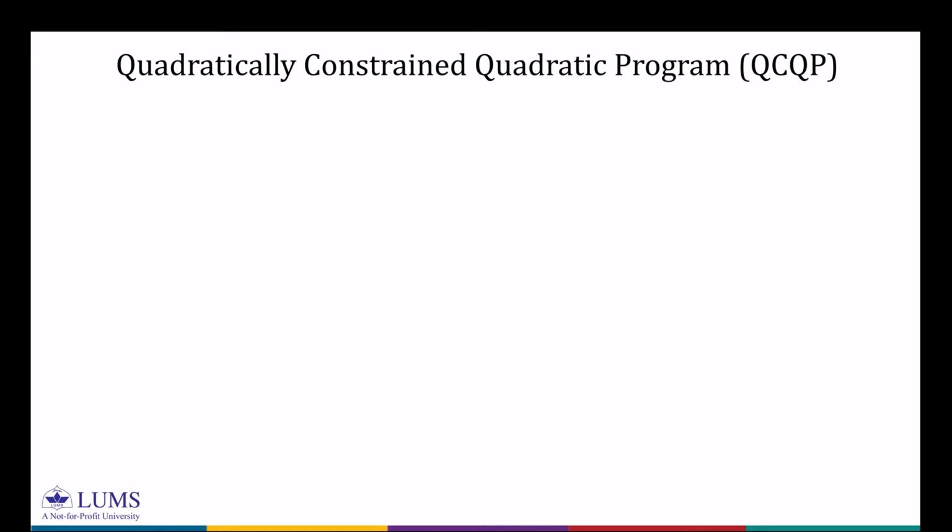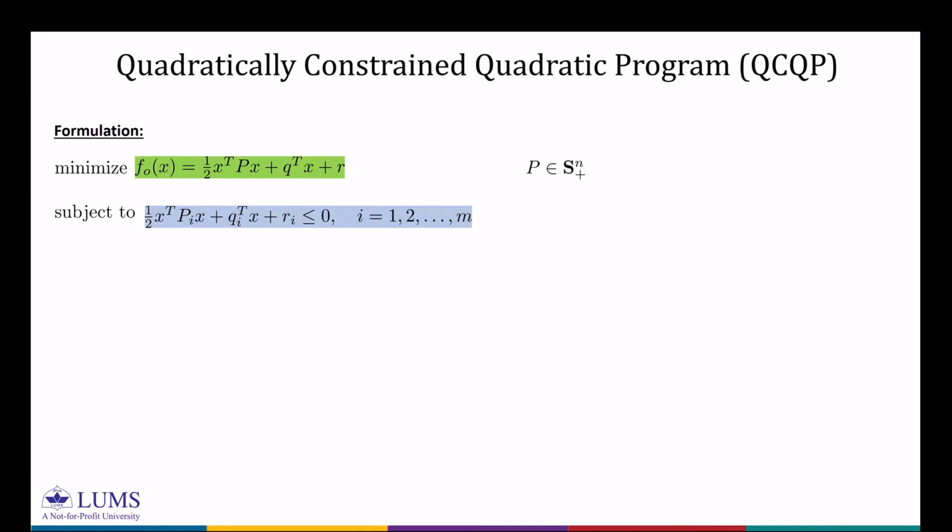Now we talk about quadratically constrained quadratic program. If the objective function and inequality constraint functions are convex quadratic, we refer to the optimization problem as quadratically constrained quadratic program. Let's look at the mathematical formulation of a QCQP. So we want to minimize a quadratic objective function. We also require this function to be convex, so we require P to be positive semi-definite, subject to inequality constraint functions, which we require to be quadratic, and affine equality constraint functions. Since we also require inequality constraint functions to be convex, we require each of these P_i to belong to the set of positive semi-definite matrices.